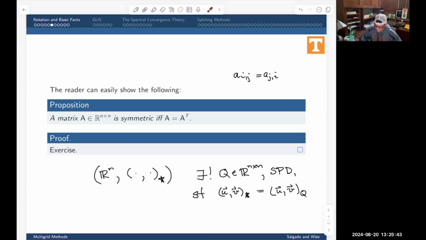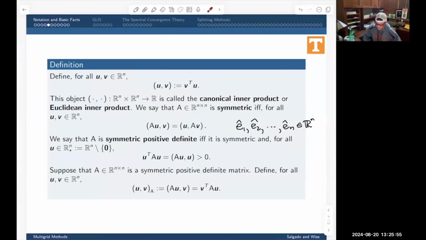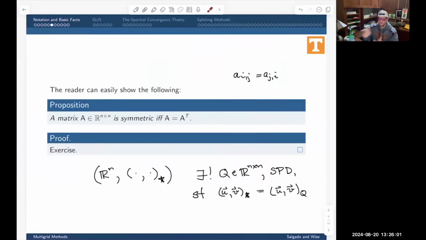And conversely, if I start out with just knowing something is an inner product, I can find a matrix Q that can be written in this way. Okay, so it goes both ways. If I have a symmetric positive definite matrix, that defines an inner product, and if I have an inner product, that defines a symmetric positive definite matrix. This is probably a fact that you'll remember from 571 or 572 as well, the numerical analysis one and two here at the University of Tennessee.